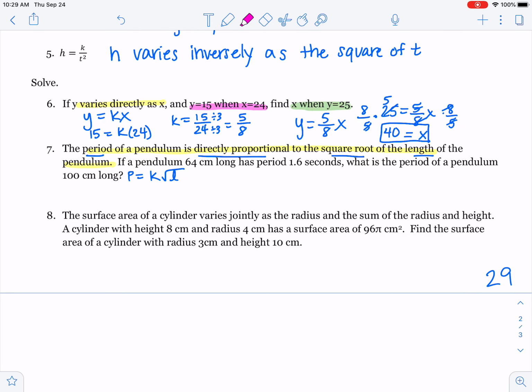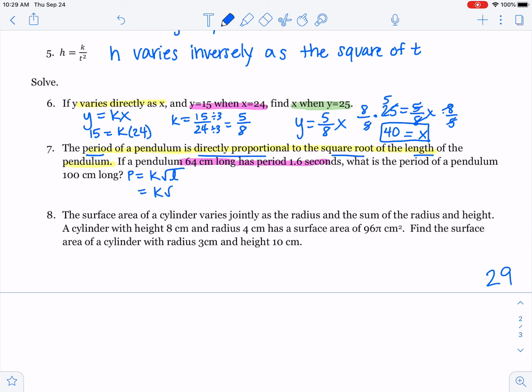The next piece, knowing that the pendulum is 64 centimeters long with a period of 1.6 seconds, is what's going to help me find k. So the length is 64 and the period is 1.6. So if I solve, I get k equals 0.2. So really my equation is the period is equal to 0.2 times the square root of the length.